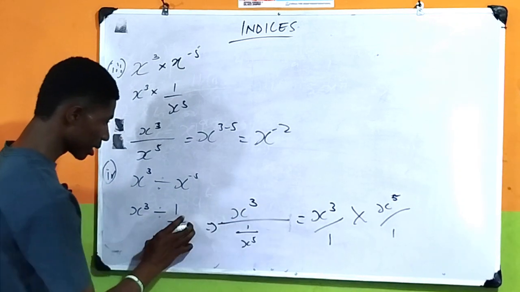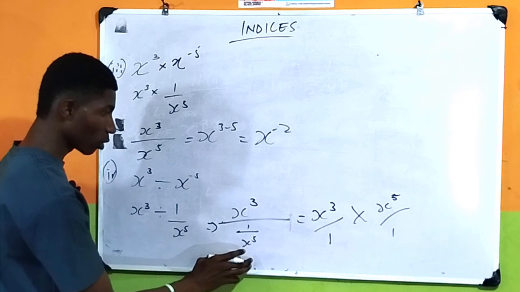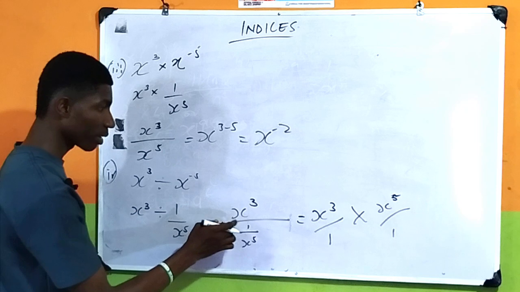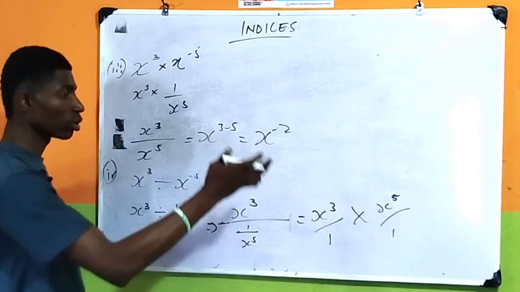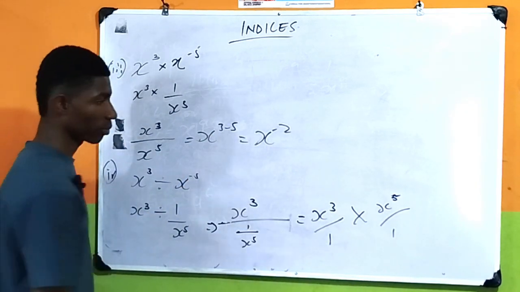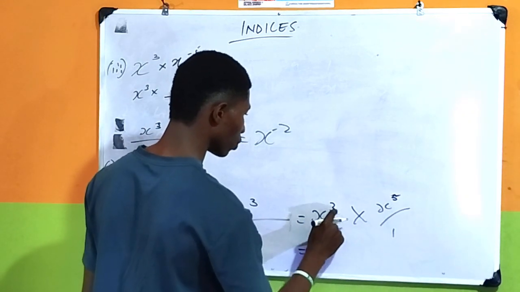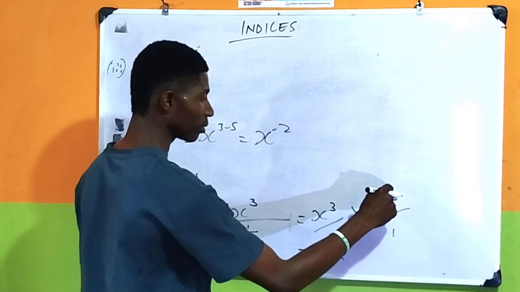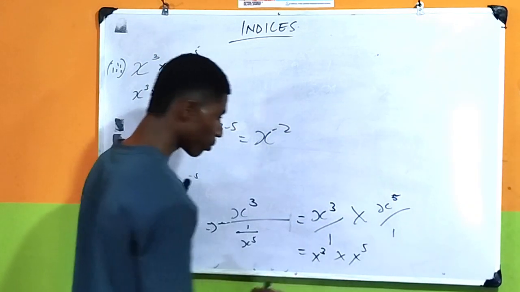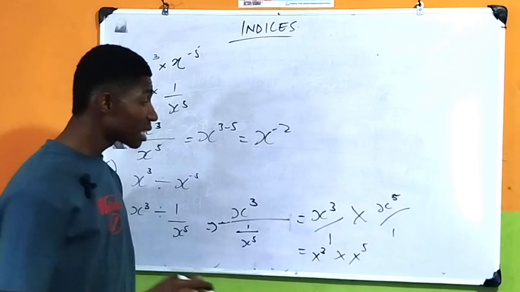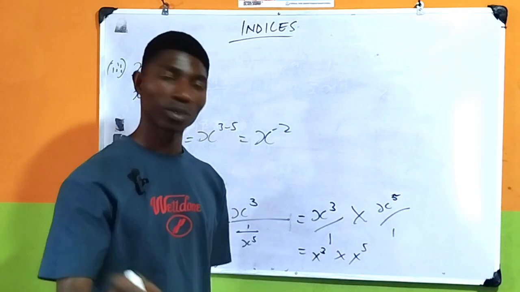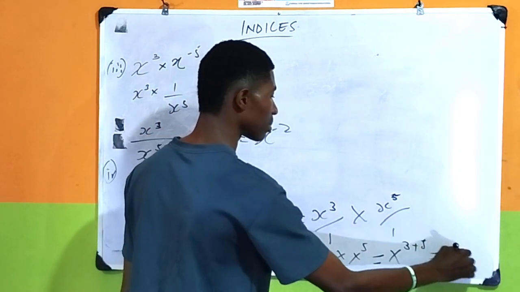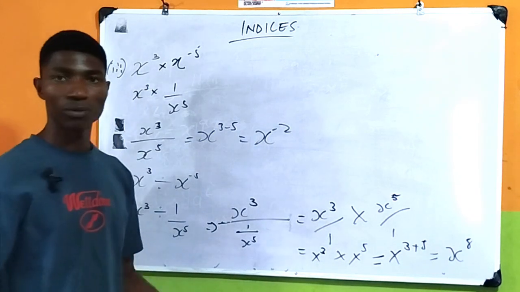Divisions, and this is where it comes in. For us to solve this, we introduce multiplication. We eliminate this division by introducing multiplication and reciprocating 1 over x power 5. Then we have x cubed over 1, which is the same as x cubed, times x power 5 over 1, which is the same as x power 5. From the multiplicative law of indices, I'm multiplying similar bases, so we add their exponents. So we now have x power 3 plus 5, which is equal to x power 8. Straightforward and simple.